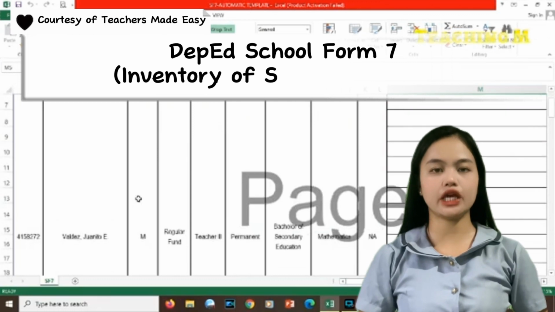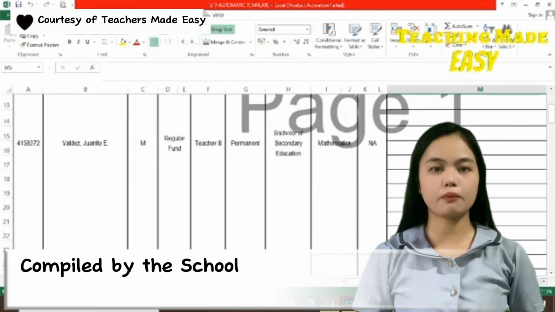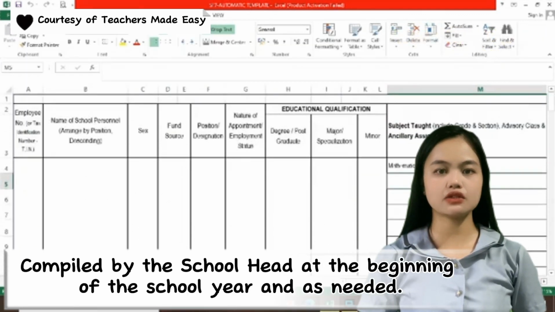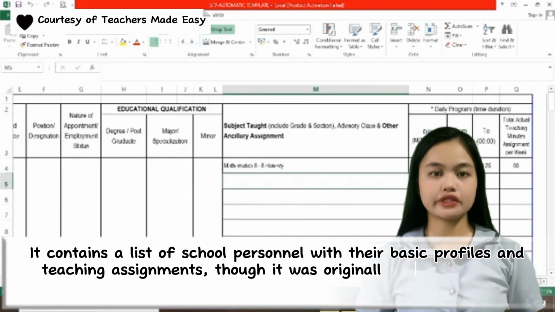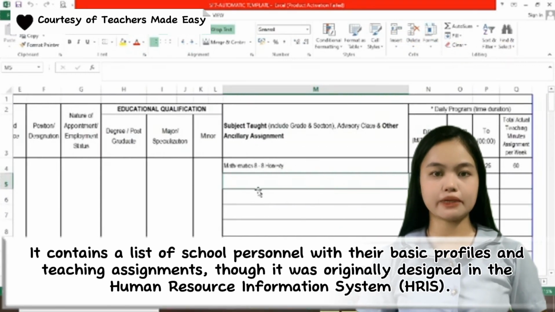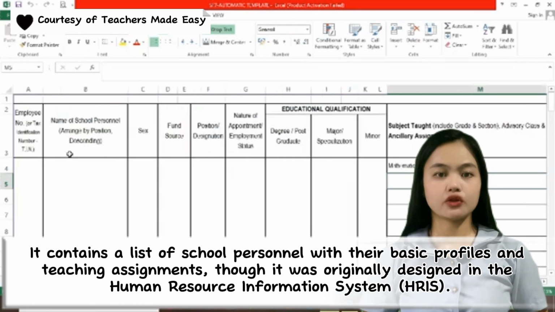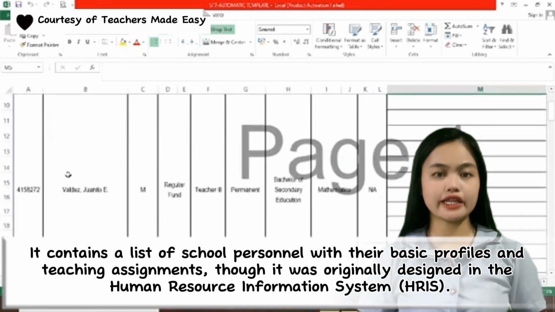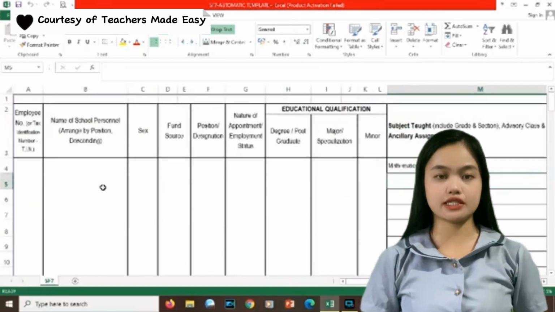School Form 7, the inventory of school personnel, is compiled by the school head at the beginning of the school year and as needed. It contains a list of school personnel with their basic profiles and teaching assignments, though it was originally designed in the Human Resources Information System.